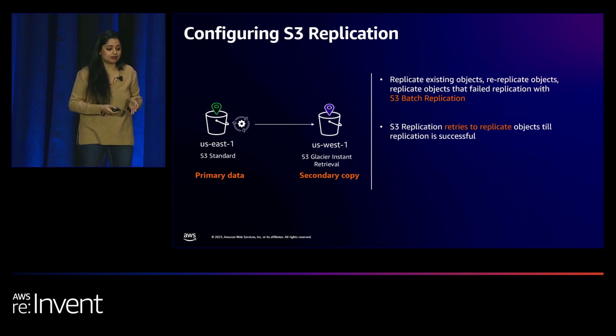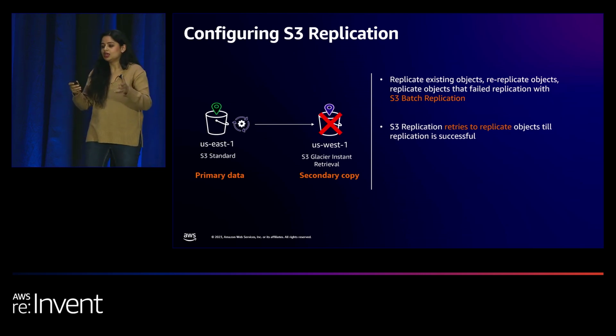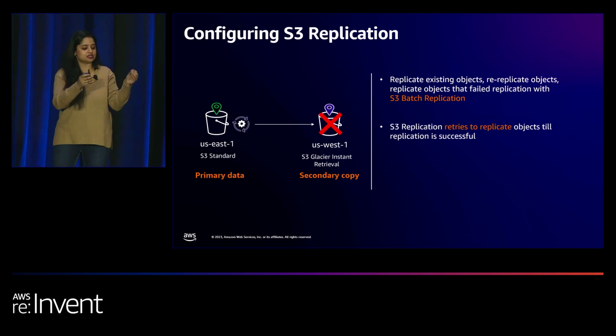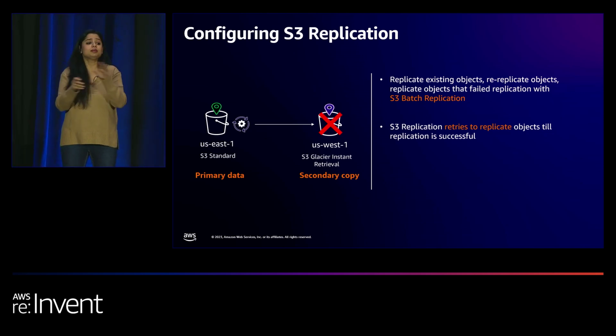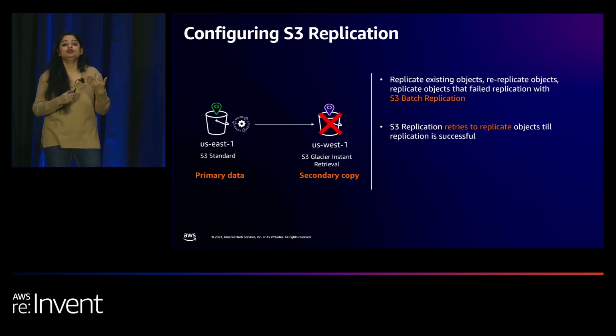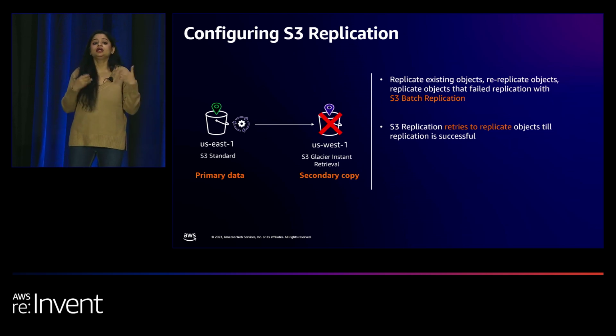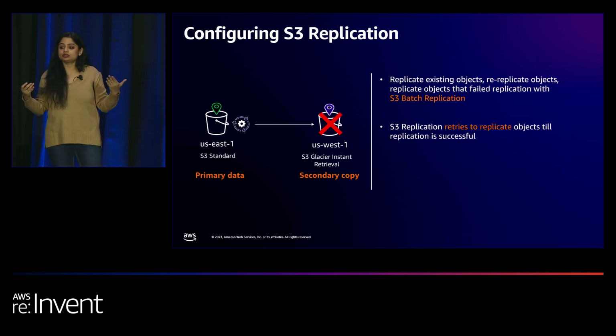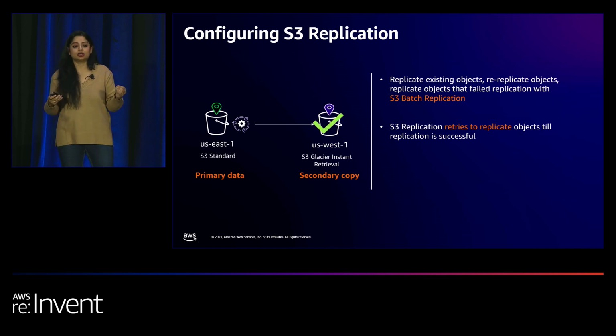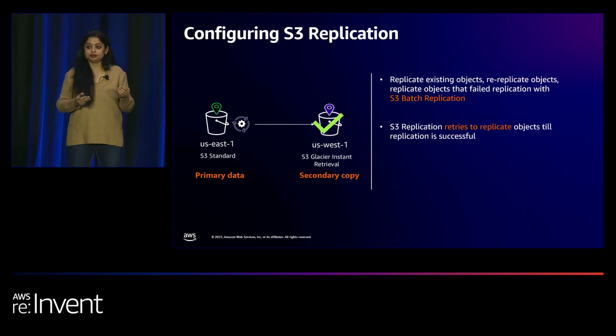So in our example, by any chance, if we lose our bucket in US West 1, which is a very rare case, but if by any chance our US West 1 bucket, our destination bucket, becomes unreachable, in that case, S3 replication will continue to queue all the objects that are uploaded to our primary bucket and will continue to retry to replicate those till our destination bucket is back up again. No objects are lost or dropped in this process.